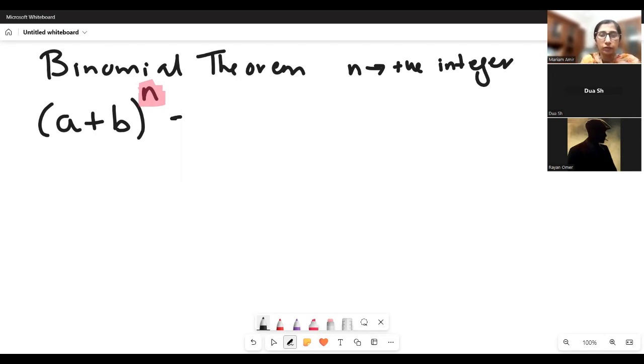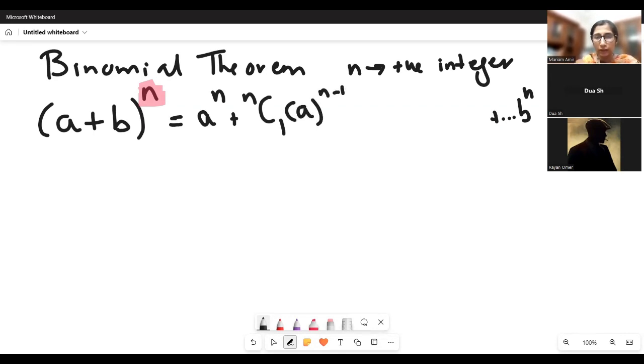Okay. So the rule for expansion is the first term is a to the power n, and somewhere along the line, the last term is b to the power n. In between, you have a few terms, and that's written like this. The first term is nC1, a is the first term, a to the power n minus 1, and then b to the power 1. Then plus nC2, a to the power n minus 2, and b to the power 2.